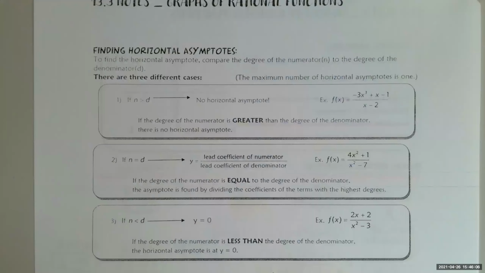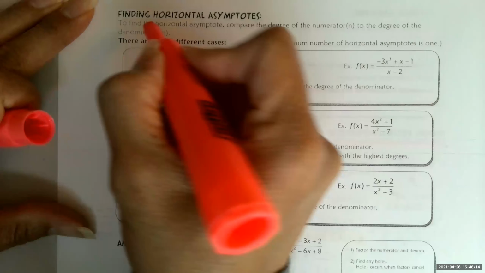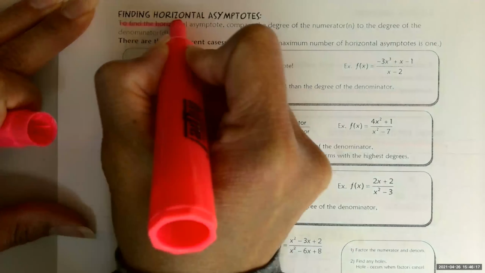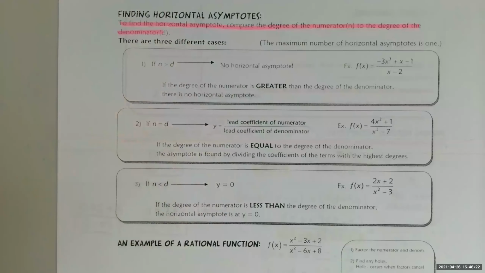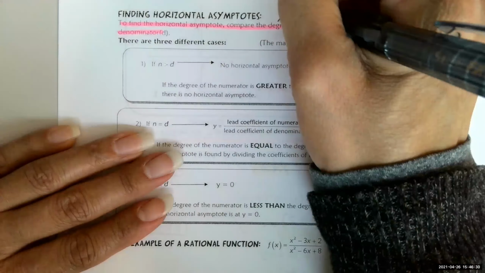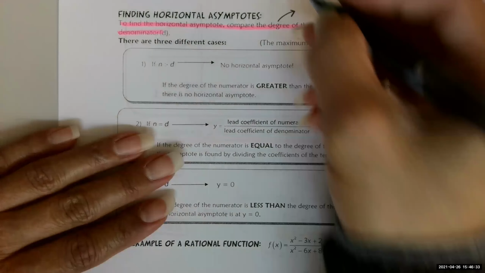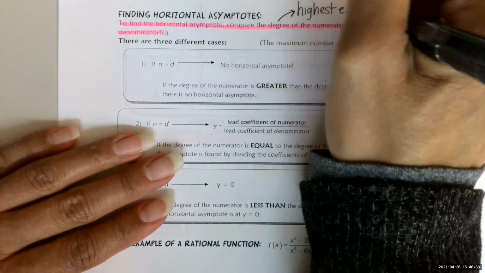Next page, we're going to cover how to find horizontal asymptotes. Okay, again, let's grab our little highlighter here and highlight the definition or the process of how to find horizontal asymptotes. And that is this line right here. To find horizontal asymptotes, you are going to compare the degree of the numerator to the degree of the denominator. The degree, if you recall from our polynomial unit, is the highest exponent in our polynomial.